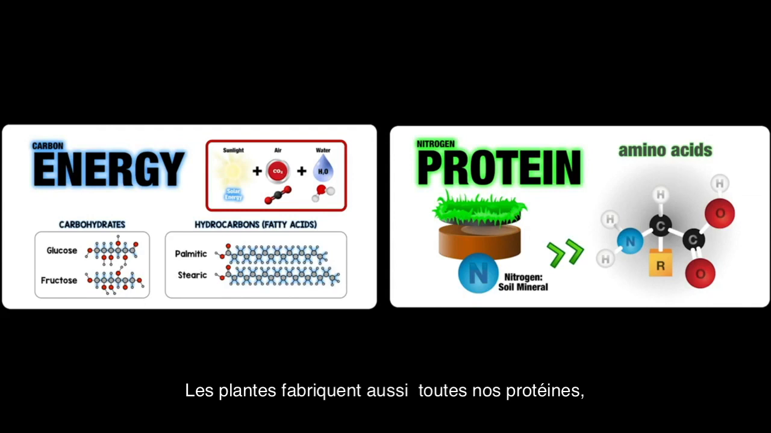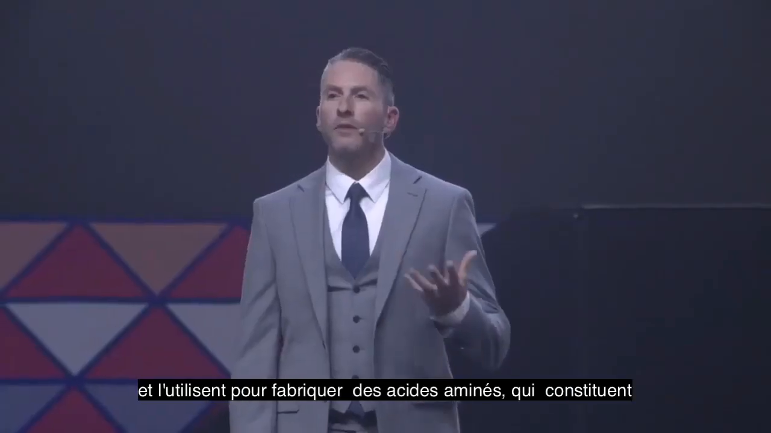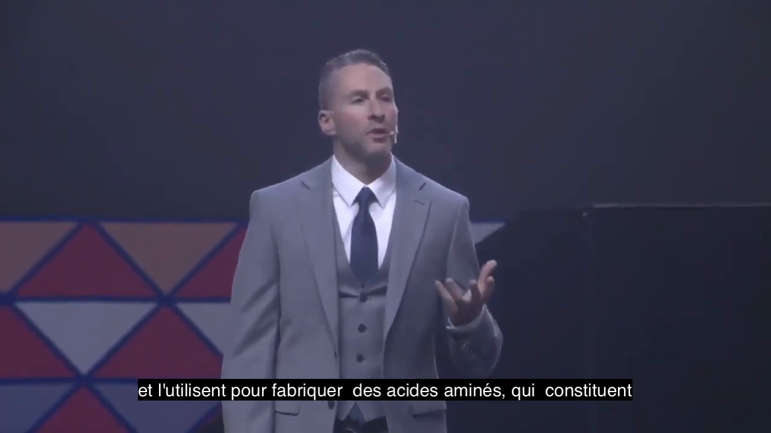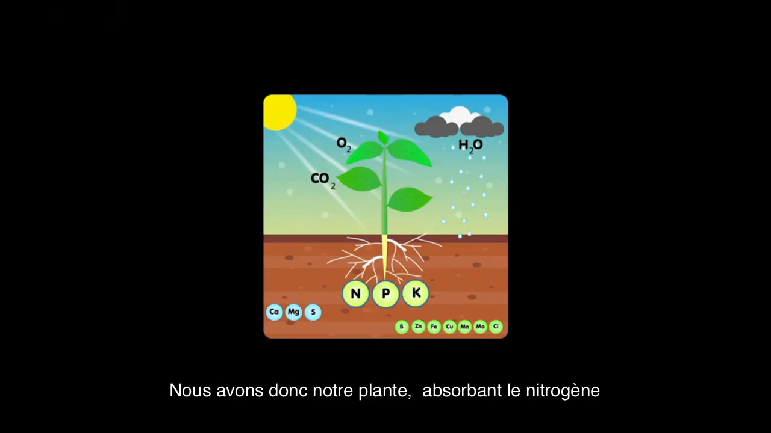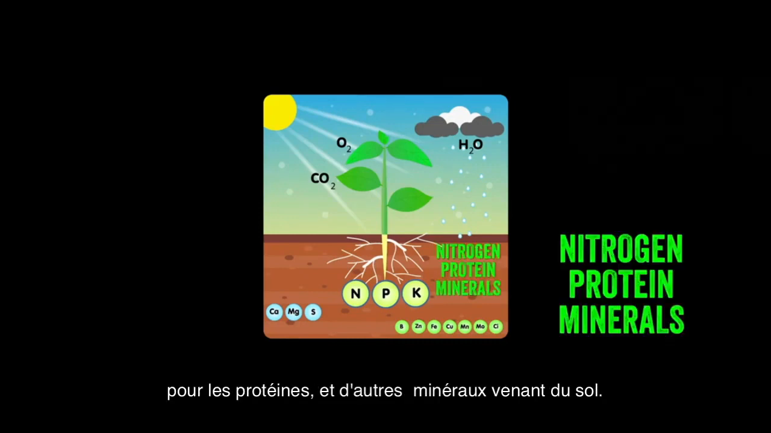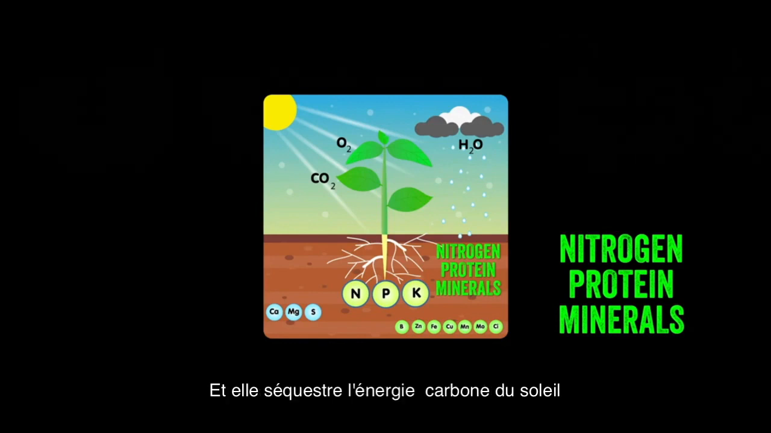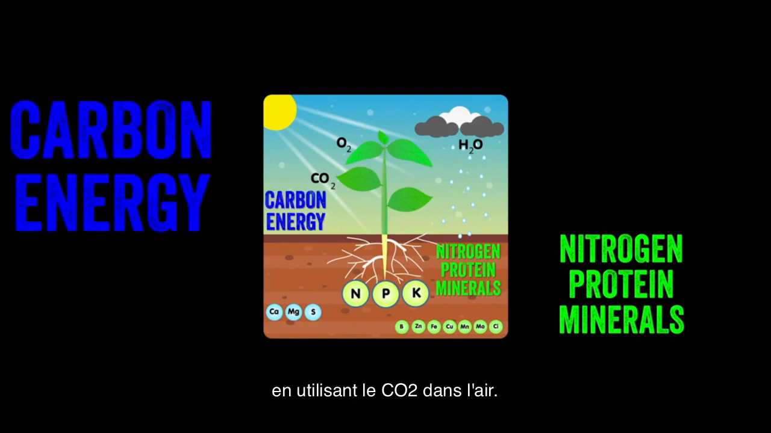Plants are also making all of our protein. They're absorbing nitrogen as a mineral from soil, and they're using that to build amino acids, which are the building blocks of all of our proteins. So your plant is here absorbing nitrogen for protein and other minerals from the soil, and then it's sequestering carbon energy from sunlight using carbon dioxide in the air.